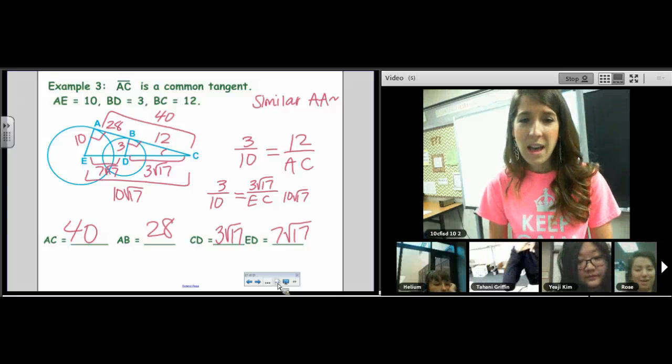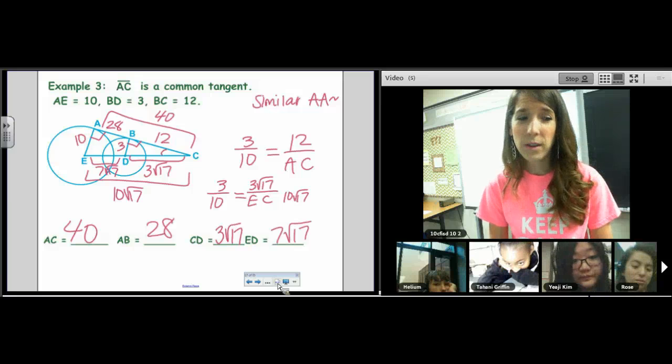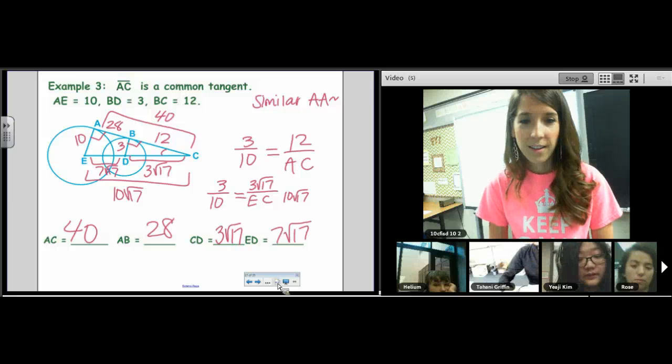So, are we okay with that? That really was not a lot of circle stuff. That was like similarity stuff. That was proportions and radicals.